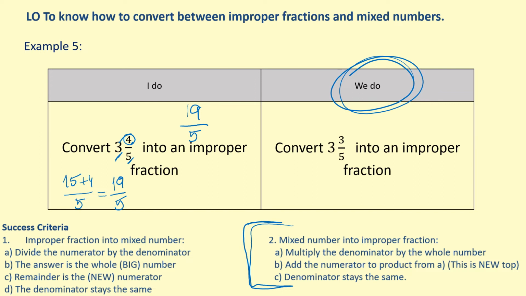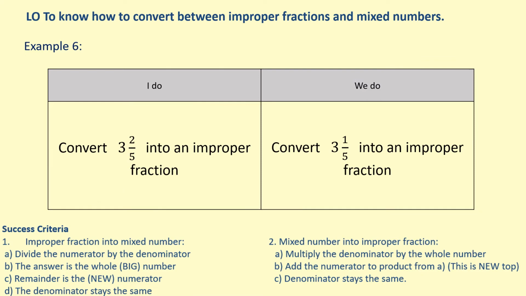Okay, so what you should have is 5 times 3, which is 15, plus the numerator, which is again 3, and divide by the denominator, which is 5. So you should have gotten 18 over 5. If that's what you have, well done. You know how to do it. Let's do some more examples.